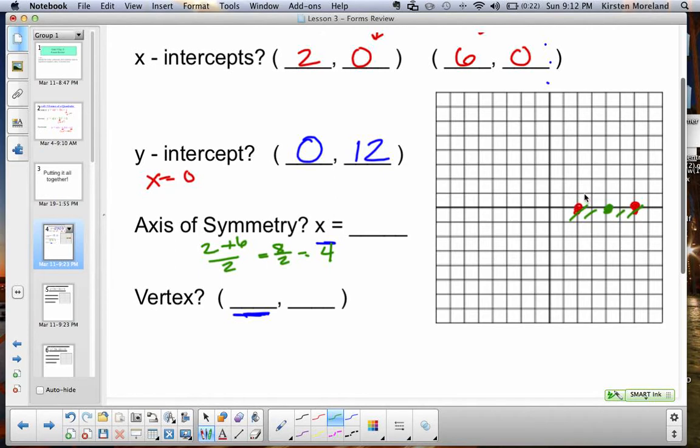Doesn't matter which way you do it. I just tend to do it graphically and just use my fingers and find the middle. And I can quickly see the middle of 2 and 6 is 4. So my axis of symmetry is at 4.